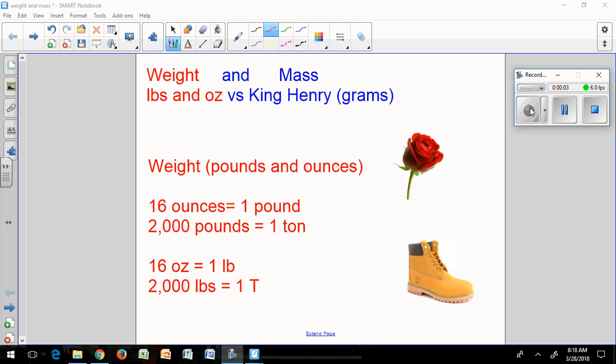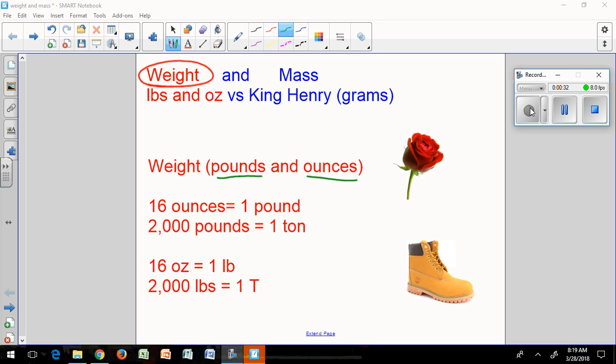Welcome back, everybody. So today we are going to be staying in our customary units, but we're not going to be talking about length. We're not going to be talking about capacity. We're going to be talking about weight. And as you know, we have a couple of different units in weight. Mostly what we deal with is pounds and ounces.